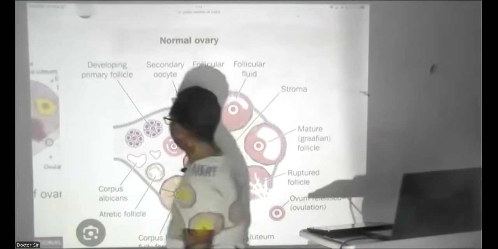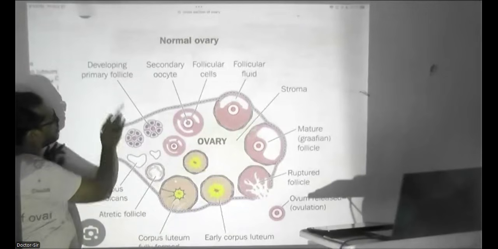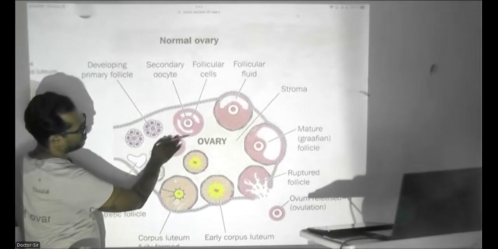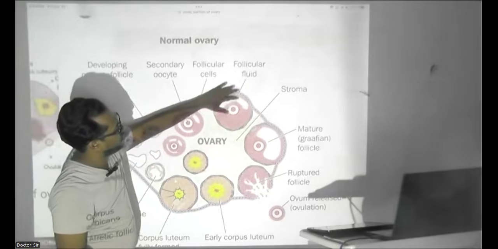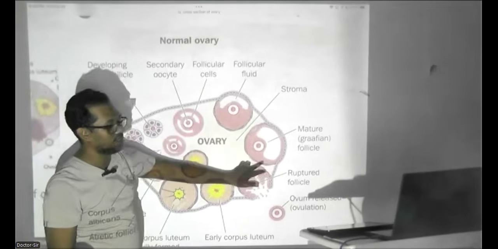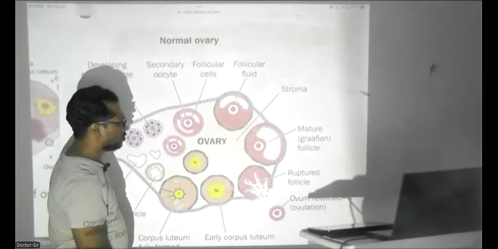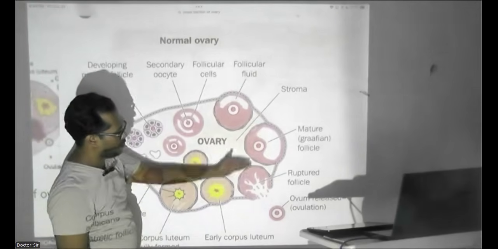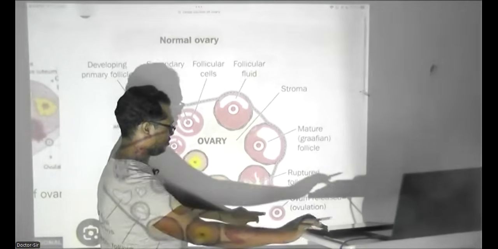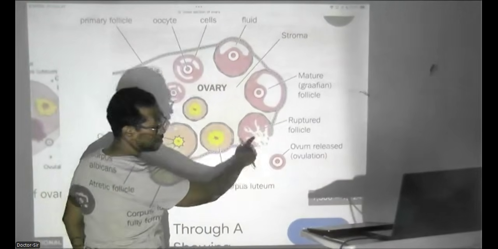Okay, this image is very clear. We see first the developing primary follicles, then secondary follicles, then the follicle fills with fluid which collects here, and finally we get the mature Graafian follicle. In this Graafian follicle, what will happen? It will rupture and release the ovum. You can see here, I think the image is clear, isn't it? The ovum is released from the ruptured Graafian follicle.